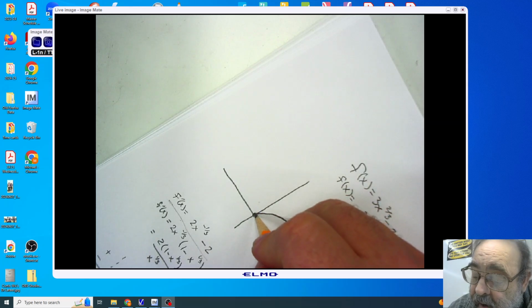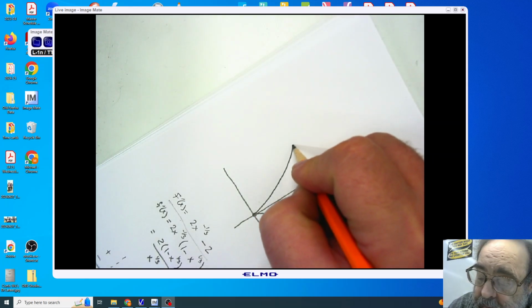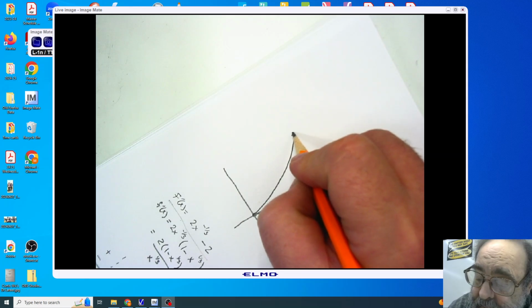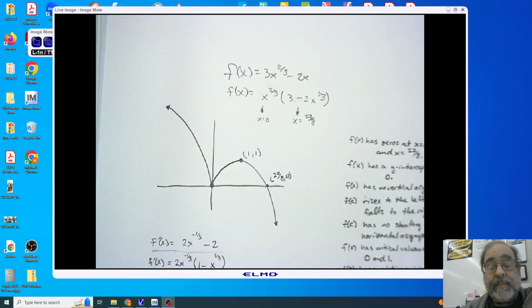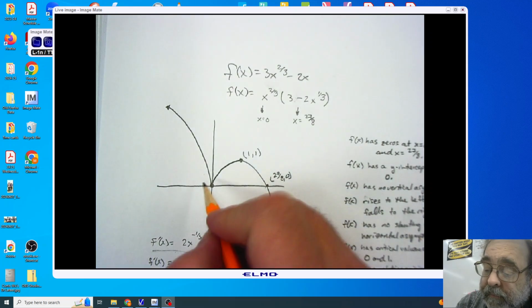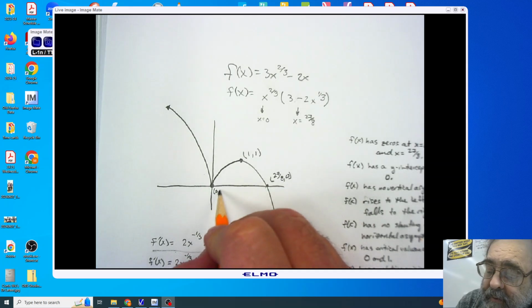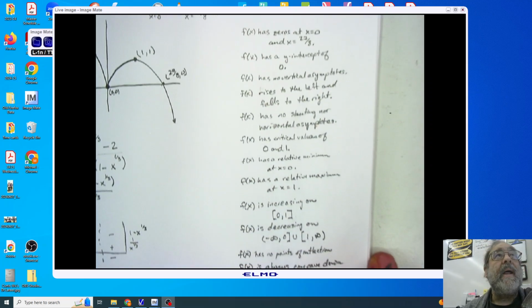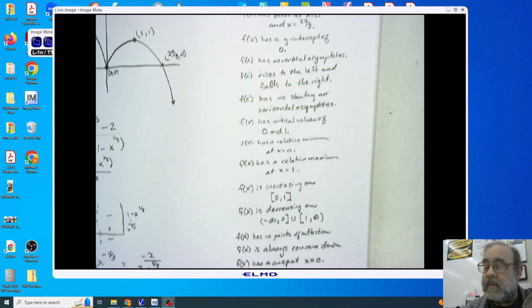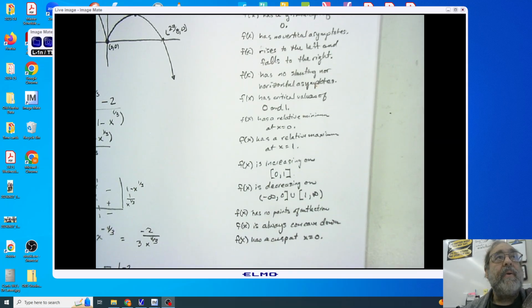And then I have the rest of my curve still concave down and decreasing. Here is my curve. Oh, don't forget my origin, 0, 0. And there we go. So I have all of this information. That's my analysis, all the way down to that cusp.